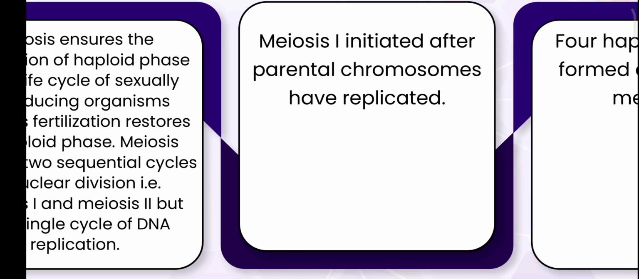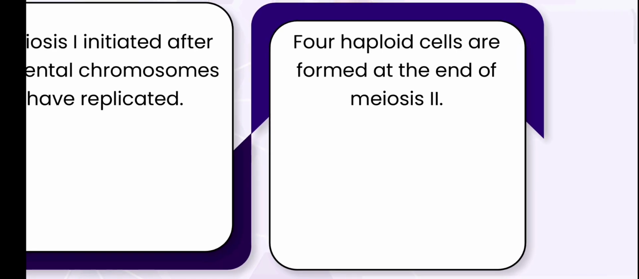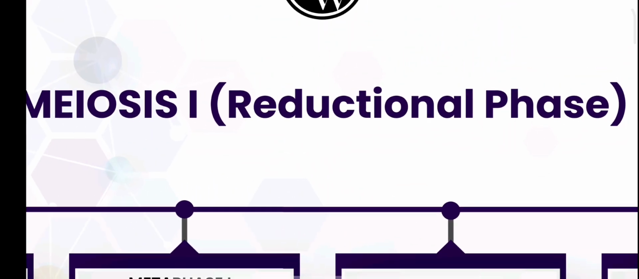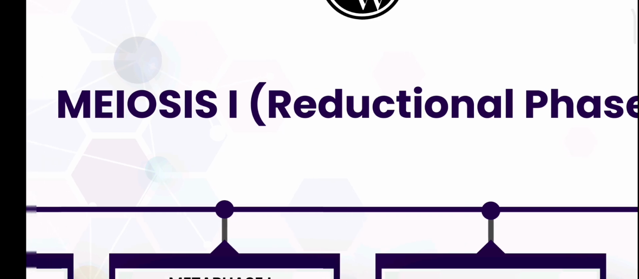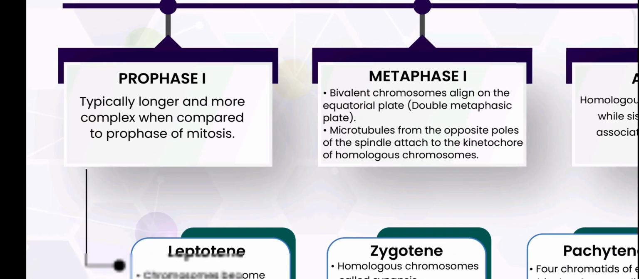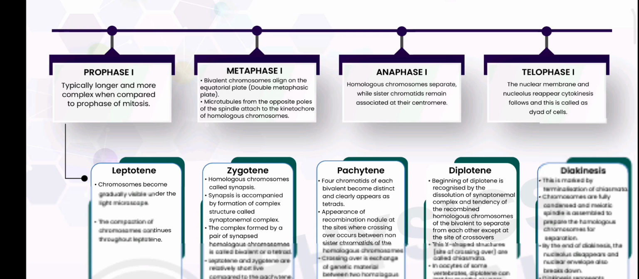Meiosis 1 is initiated after the parental chromosomes have replicated. Four haploid cells are formed at the end of meiosis 2. Then the M phase, then the meiosis 1 phase or reductional phase. Meiosis 1, or reductional phase: first there is prophase, then metaphase, then anaphase, then telophase.